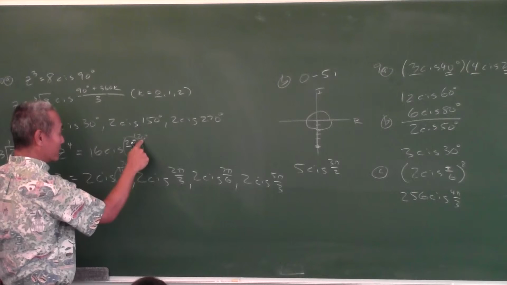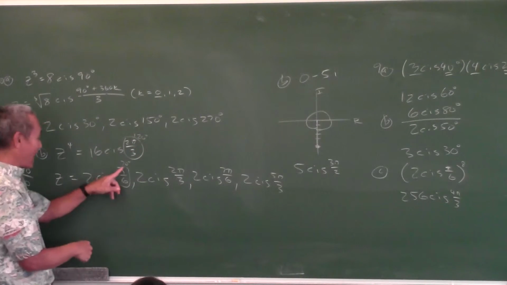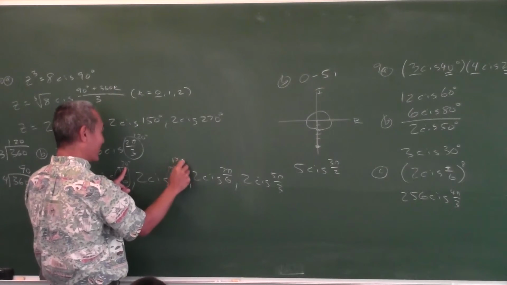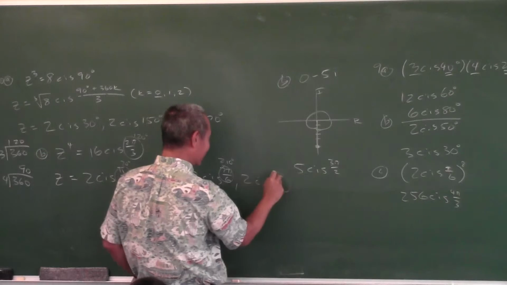Yeah, so if you have problems with radians and fractions, then just change it to degrees here. And when you divide it by 4, you get 30, right? And then you just keep adding 90 every time. So add 90 to that. 120. Add another 90. 210. Add another 90. 300.